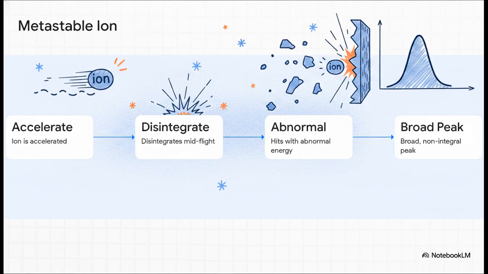Normally, an ion breaks before it gets accelerated, or it doesn't break at all. But metastable ions? They have a lifespan right in the middle, about 1/1,000,000th of a second. They survive just long enough to get accelerated, but then they disintegrate on their way to the detector. Because they leave part of their mass behind mid-flight, they hit the detector with abnormal kinetic energy, showing up as these wide, weird, smeared-out decimal values on our graph.